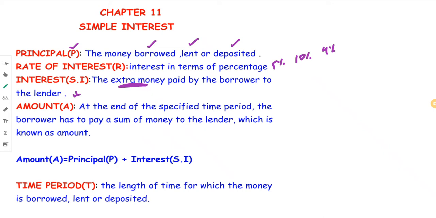Okay, let's go to the amount for now. At the end of a specified time period, the borrower has to pay a sum of money to the lender, which is known as the amount. So the amount is when we add both the principal and the interest, or the simple interest.